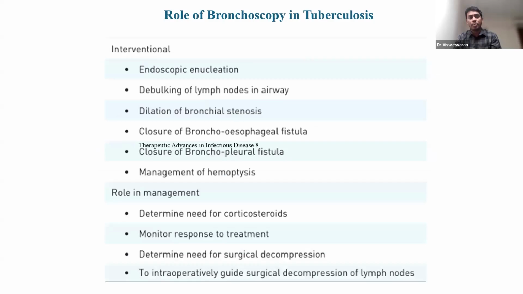Apart from this, bronchoscopy also has a lot of role in the interventional aspect, like endoscopic enucleation, debulking of lymph nodes, closure of fistulas, management of hemoptysis, and even in certain conditions to monitor how you are responding to treatment, whether you need corticosteroids, or whether the endobronchial tuberculosis is responding or not, and to intraoperatively guide surgical decompression of lymph nodes.